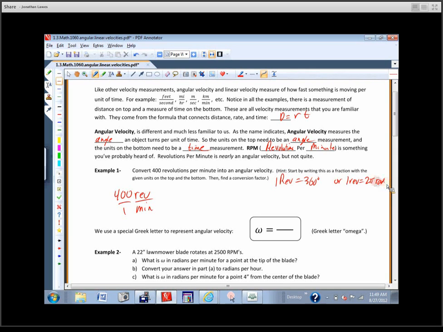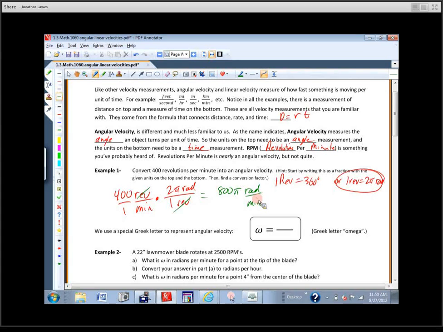So here's what we do. Since these two things are equivalent, let's make a conversion factor out of them. We're going to times by... now, if I want the revolutions to go away, where do I put the revolutions? Top or bottom? Put it on the bottom. So I'm going to put one revolution on the bottom, and I'm going to put 2 pi radians on the top. I can then cancel revolution here with revolution there. This is going to give me, let's see, 400 times 2 pi. I'm going to leave this in exact form. This is going to be 800 pi, and this is radians per minute.